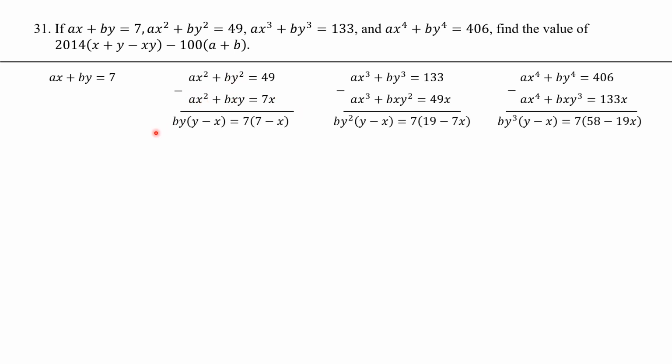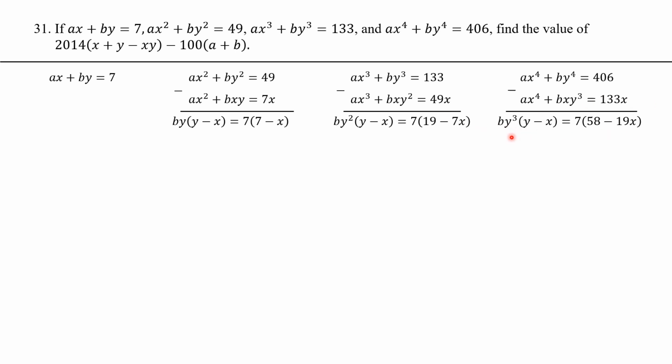What I will end up getting is just by squared minus bxy. If I factor out by, it's going to be y minus x equals 49 minus 7x, and if I factor out 7, it's going to become 7 times 7 minus x. I can do the same thing here. If I subtract, again, ax cubed cancels out. So it's just this, where I factor out by squared, which is y minus x, equals, and these are both multiples of 7, so I factor out 7, and it becomes 19 minus 7x.